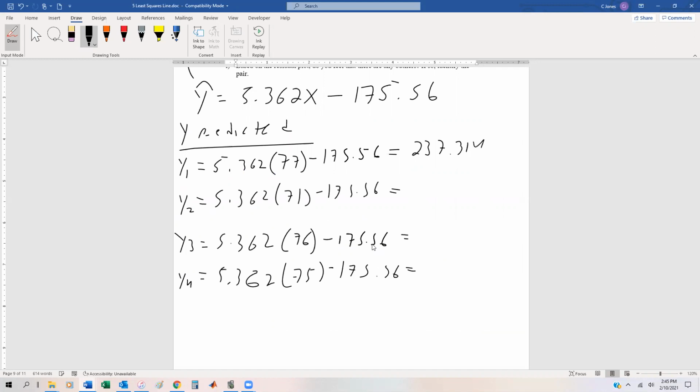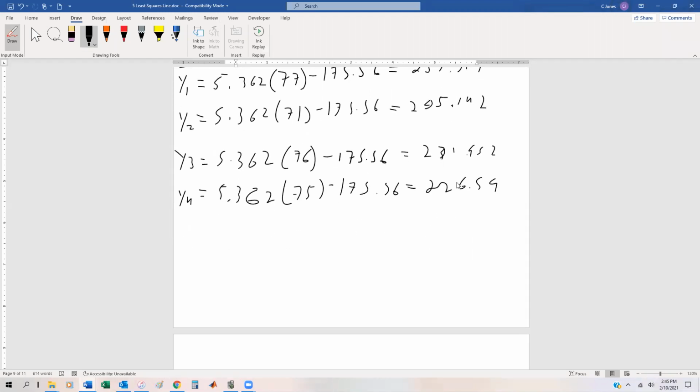237.314, and then 205.142, and then 231.952, and then finally 226.59. All right, now we can compute the residuals.